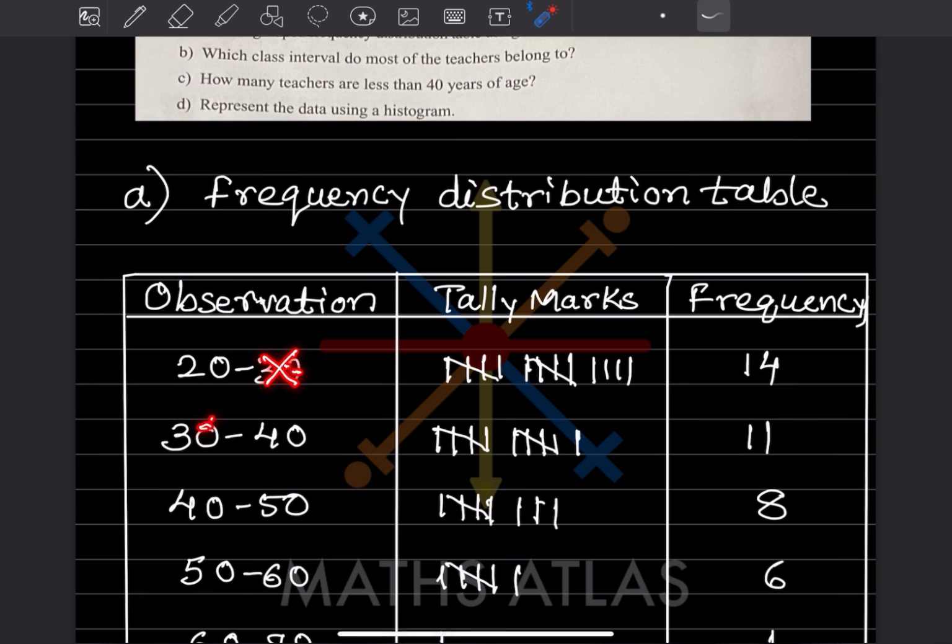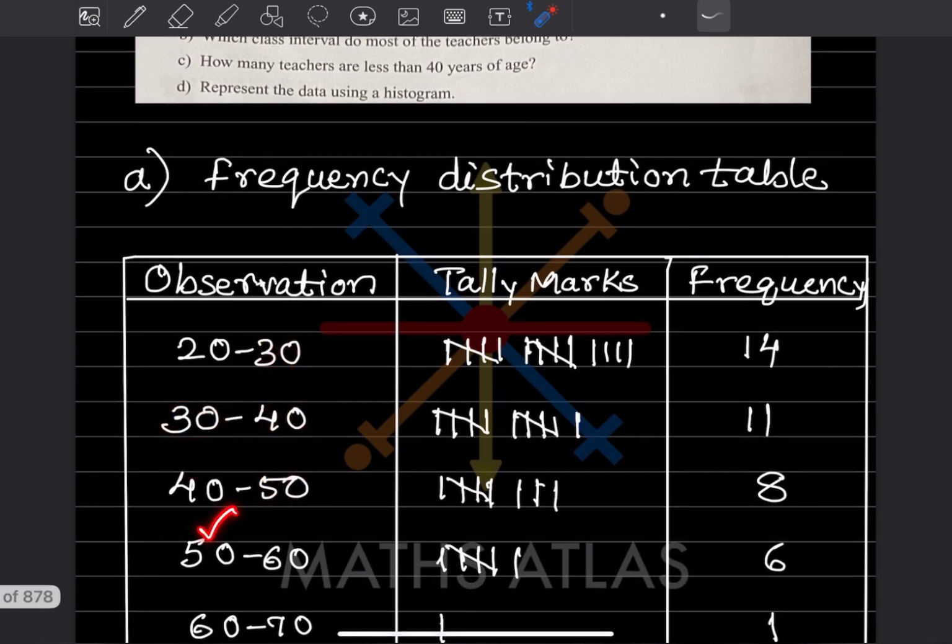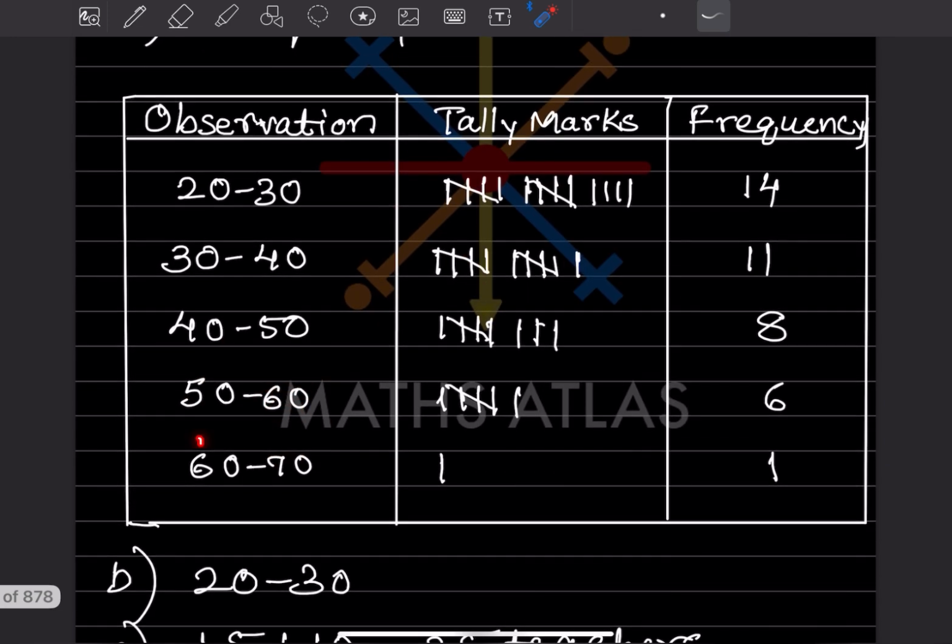But here you have to count from 30 but not 40. Here you count from 40 but not 50. Here 50 but not 60. Here 60 but not 70. This is the thing you have to remember: the last number you don't have to include in it.